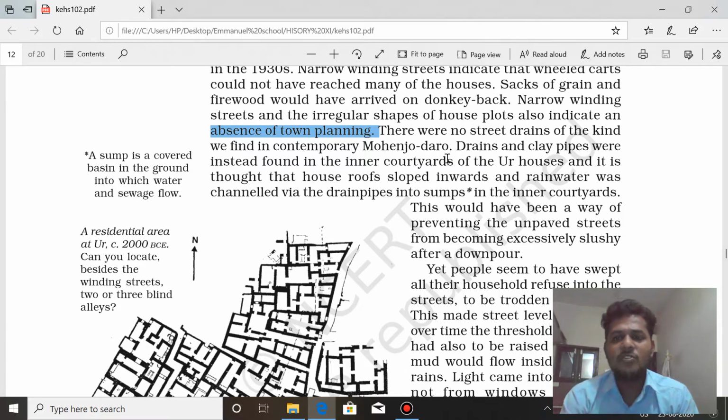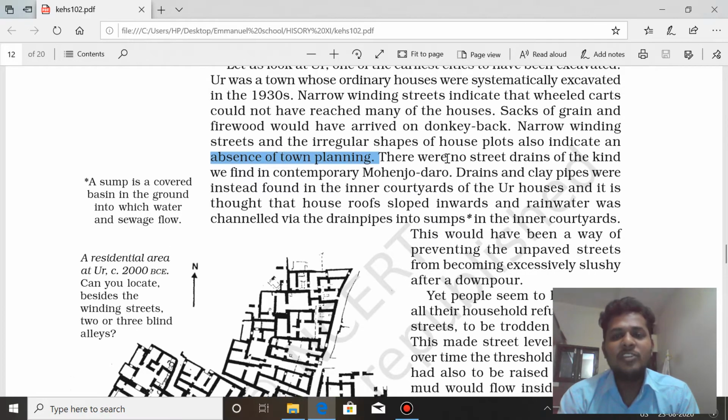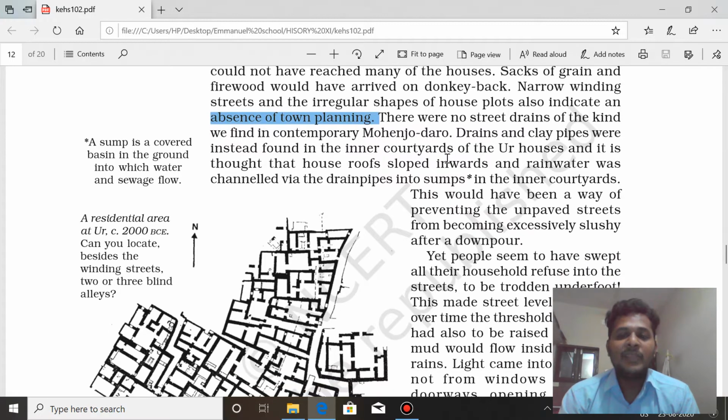Now we have discussed so far only two points. One is narrow winding streets leading to the usage of donkeys for the carriage of the grains and other things, firewood, to their houses. And it indicates that the narrow winding streets and irregular shapes of houses indicate that there was an absence of town planning in Ur. If you write that much, that's enough.